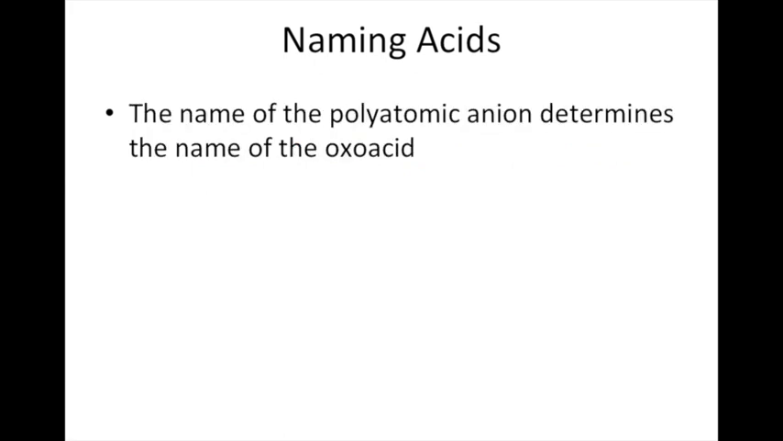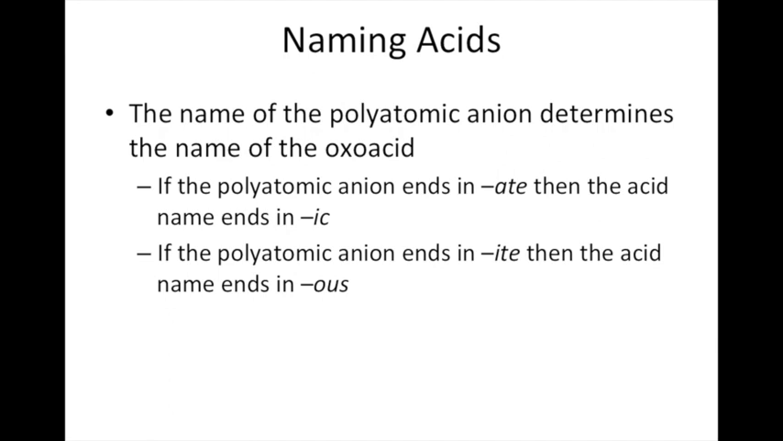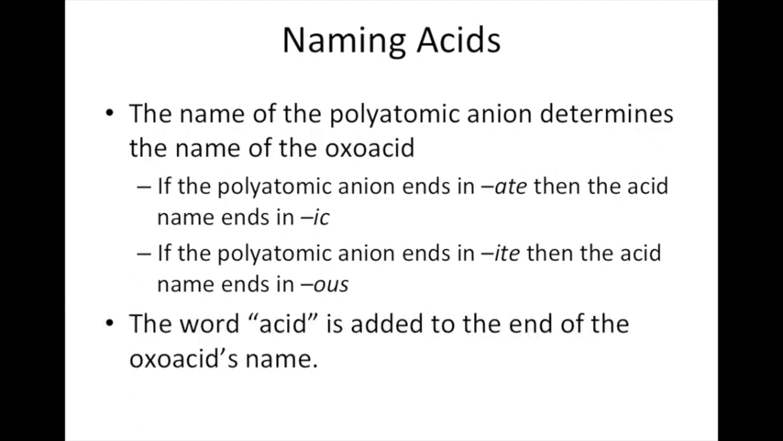It's important to recognize which polyatomic anion is involved in this oxoacid because the name of the polyatomic anion determines the name of the oxoacid. If the polyatomic anion ends in ate, like phosphate, sulfate, perchlorate, then the acid name will end in ic. If the polyatomic anion ends in ite, like sulfite, phosphite, nitrite, then the acid's name will end in ous. And then we add the word acid to the end of the acid's name.